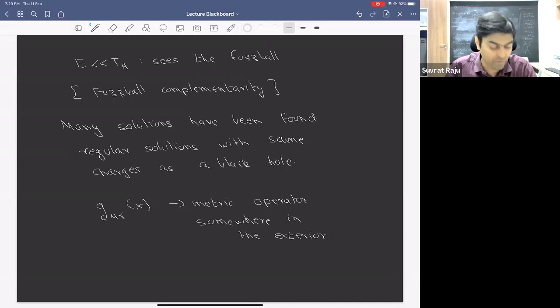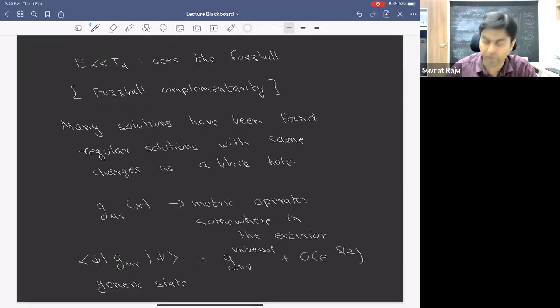Then sometime back in the first few lectures, we proved a result about this metric operator, in fact about any operator. And the result was that if you look at the expectation value in a generic state, then this expectation value is close to some universal expectation value plus some order e to the minus S by 2 corrections. Now, because this is the case, all of these different fuzzball solutions that have been found differ from each other at order 1. So none of them, or at most one of them, can be this universal geometry. All of them cannot represent generic states. And in fact, it must be the case that if you were to find all of these generic fuzzball solutions, then all of them would be exponentially close to some universal solution.